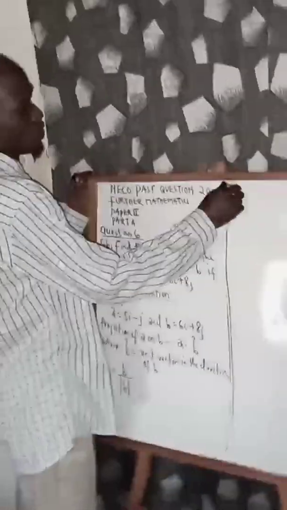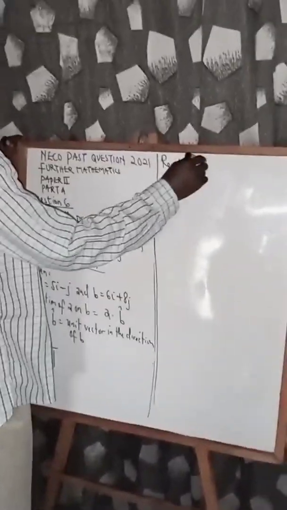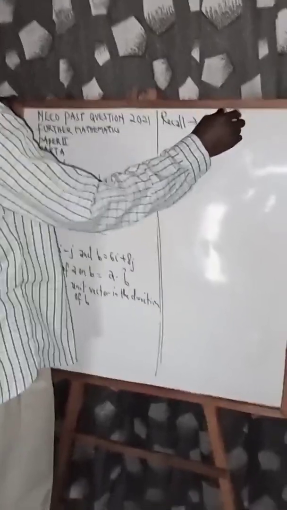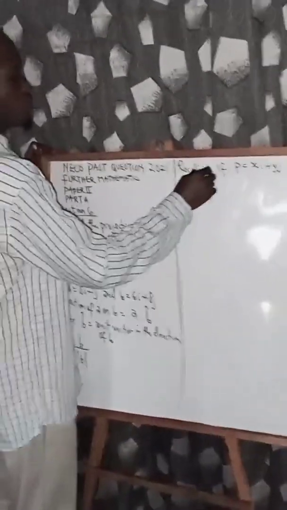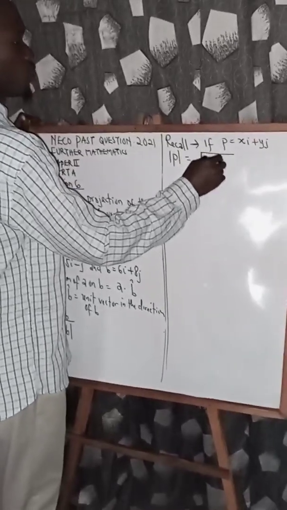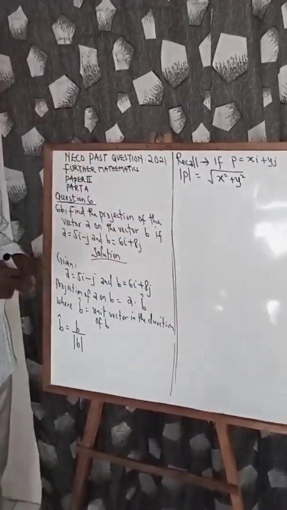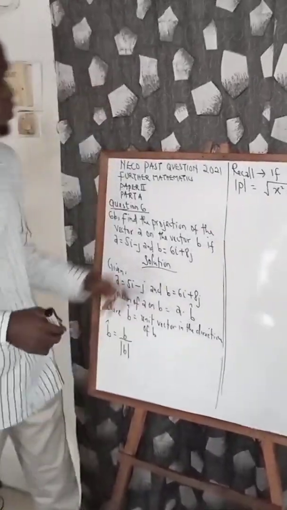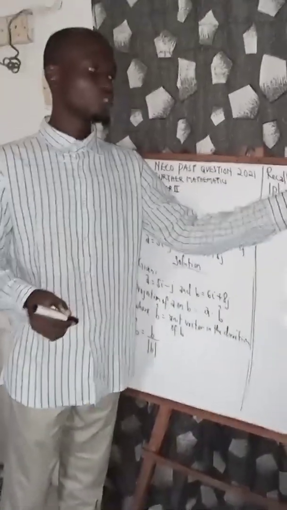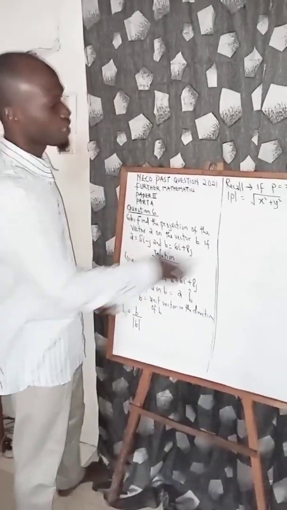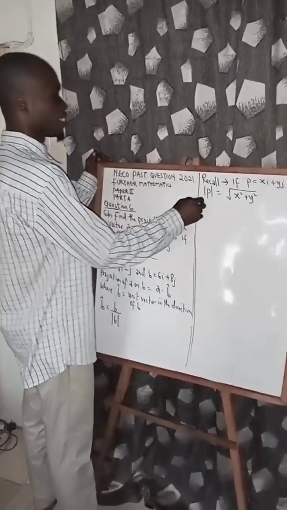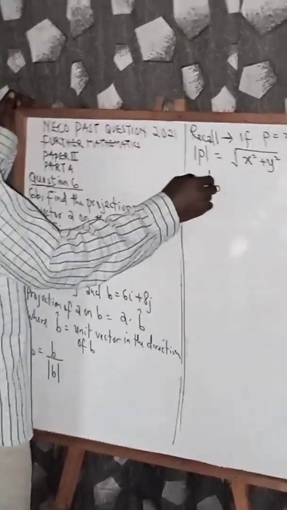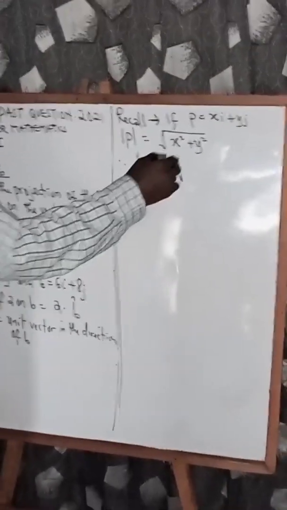Recall, if vector P equals xi plus yj, then modulus of vector P will be given as square root of x squared plus y squared. So this is the formula for finding the modulus of any vector P equal to xi plus yj. Now, we can always apply this to find the modulus of vector B.